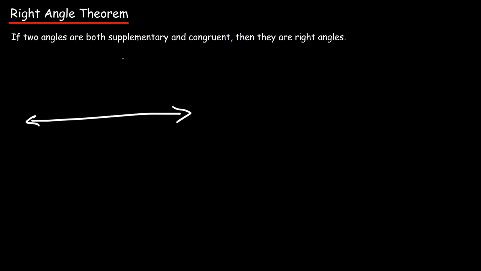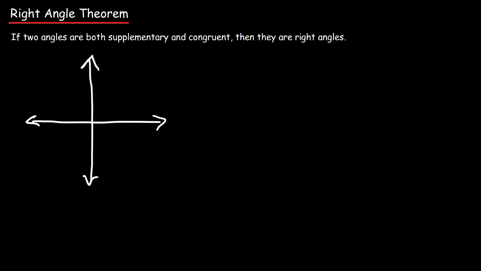So let's say we have two lines. Let me draw a line that's straight, and let's call this angle 1 and angle 2. Now we can clearly see that angles 1 and 2 form a linear pair, which means that they're supplementary, and so they add up to 180.